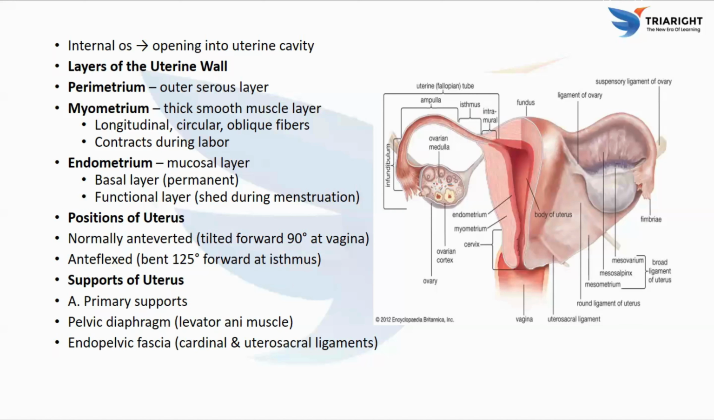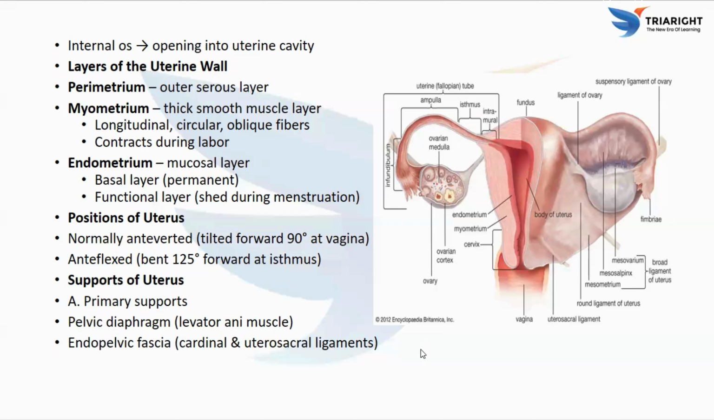Next is endometrium, which is the inner layer. This inner layer of the uterus has two layers again: the basal layer, which is the permanent layer, and the functional layer. The basal layer is always present. It regenerates the endometrium after each menstrual cycle. And the functional layer gets thicker every month due to hormones. This layer is shed during menstruation if pregnancy does not occur. If a fertilized egg arrives, it implants in the functional layer.